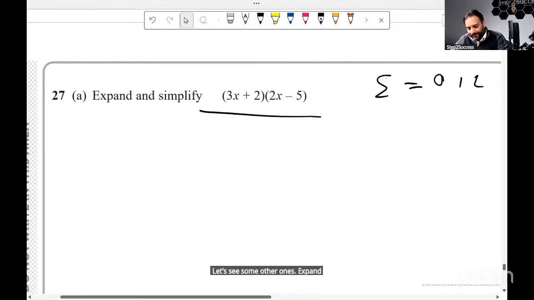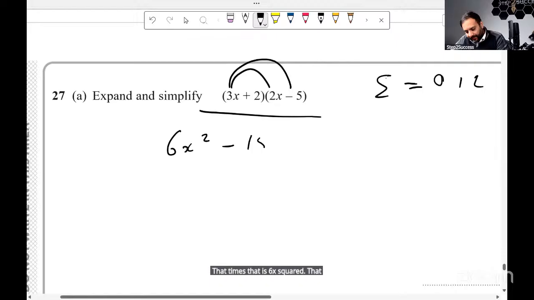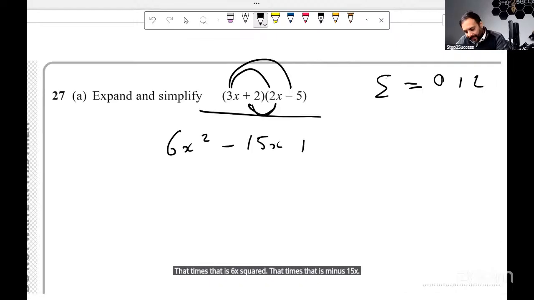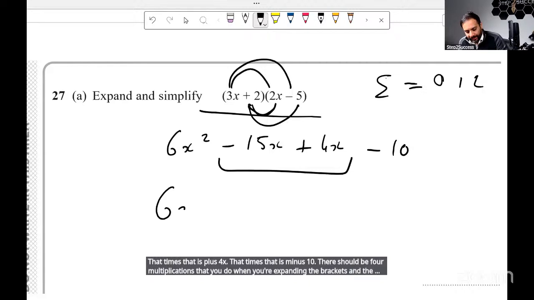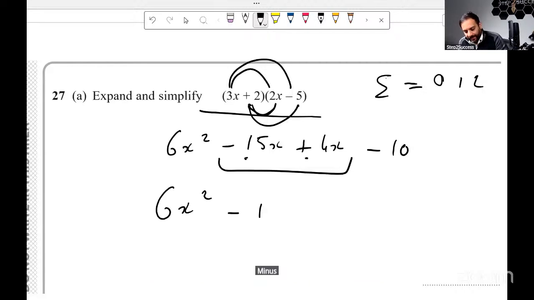Expanding the brackets. That times that is 6x squared. That times that is minus 15x. That times that is plus 4x. That times that is minus 10. There should be 4 multiplications that you do when you're expanding the brackets, and the bits in the middle should simplify a bit. Minus 15 add 4 is minus 11.